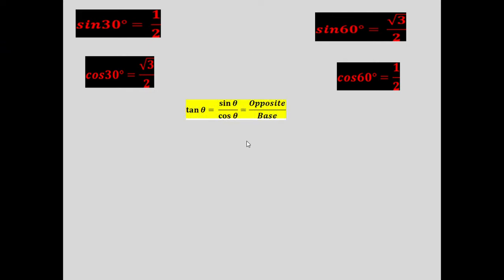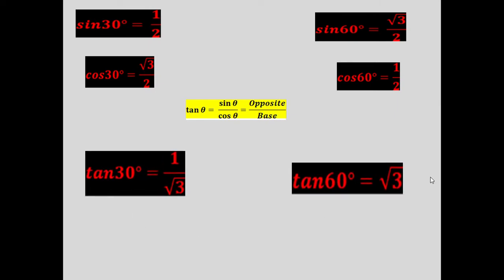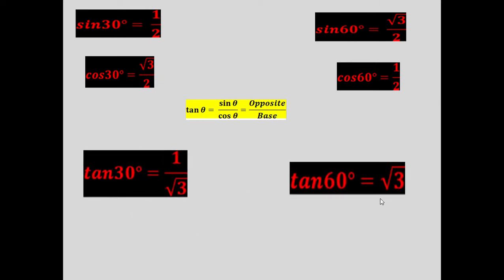Next is tan theta. Tan theta is known to us as sin theta by cos theta, that is opposite by base. Therefore, tan 30 degree will be sin 30 by cos 30. So 1 by 2 by root 3 by 2. So this 2 will be cancelled and we shall get 1 by root 3. Similarly, tan 60 degree, that is root 3 by 2 by 1 by 2, we shall get root 3. So here are two ratios of tan for 30 degree and 60 degree. Now let us proceed for 45 degree.